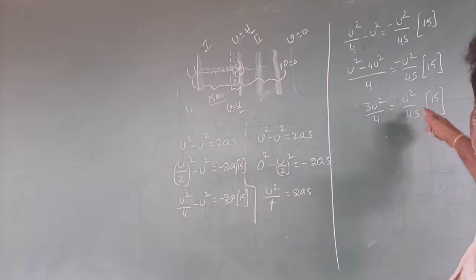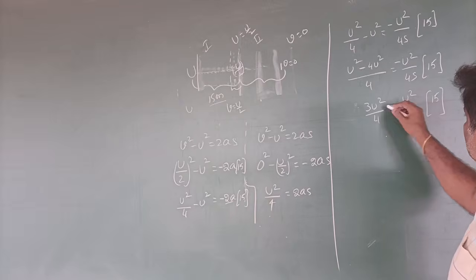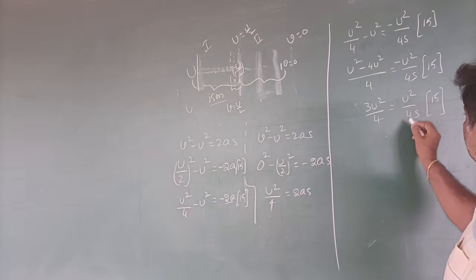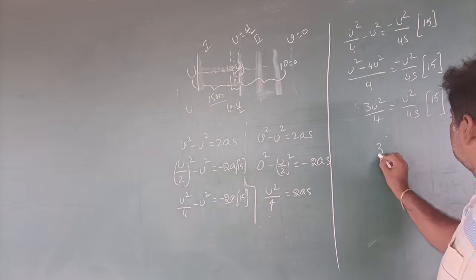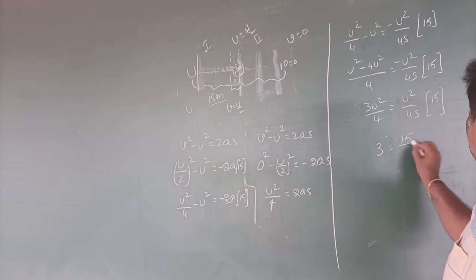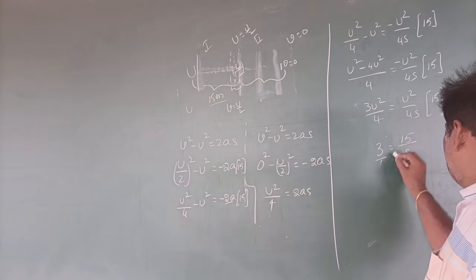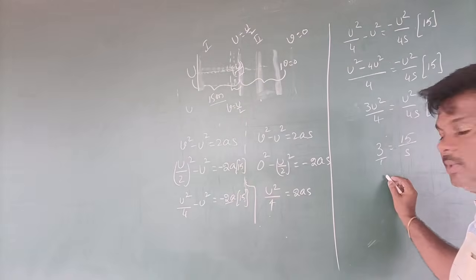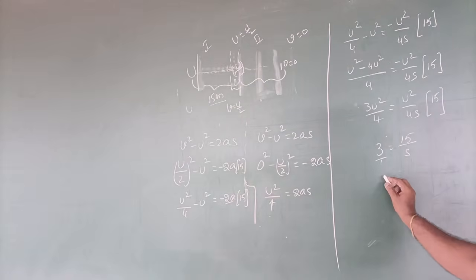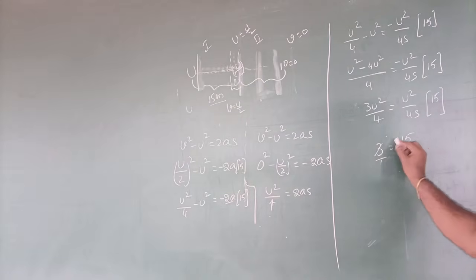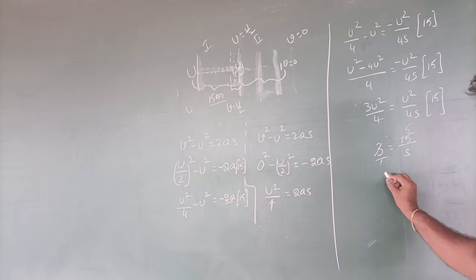So after substituting the values, look here. U square will be cancelled. 4 will get cancelled. Then you will get 3 is equal to 15 by s. So just a cross multiplication, 3 by 1 is equal to 15 by s. Look at the numbers: 3 ones are 3, 3 fives are 15. So s is equal to 5 meters.